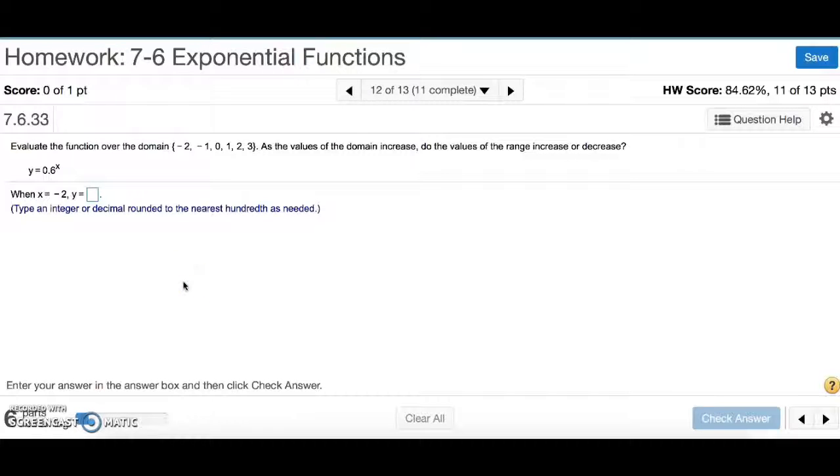For number 12, it is asking me to evaluate the function over the domain -2, -1, 0, 1, 2, and 3. And as the values of the domain increase, do the values of the range increase or decrease? Now remember, domain is your x values, so that means each of these are going to be substituted in for x in this exponent. So let's put this into the calculator and find it on our table.